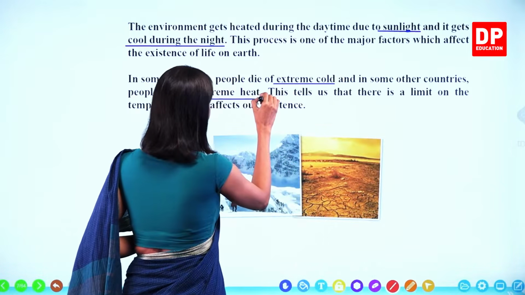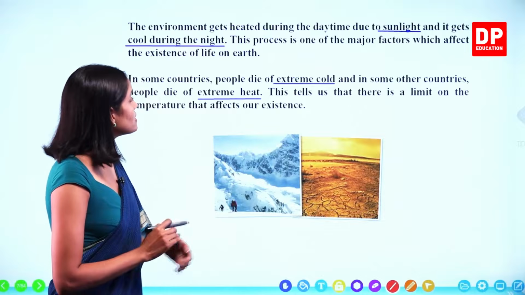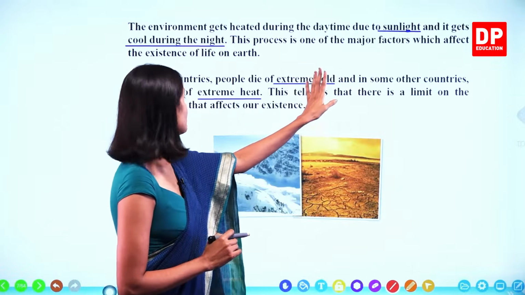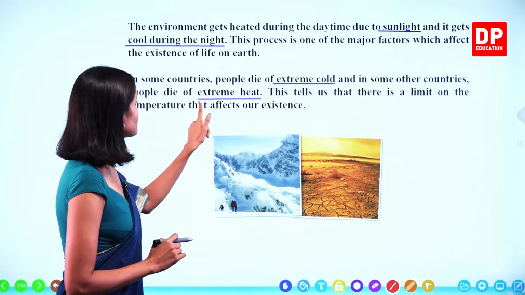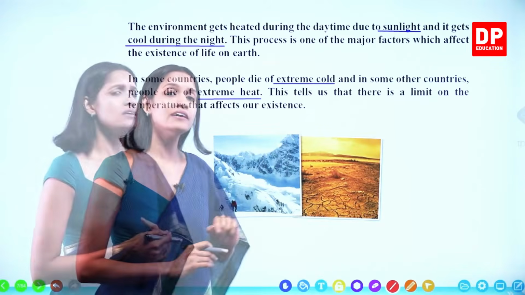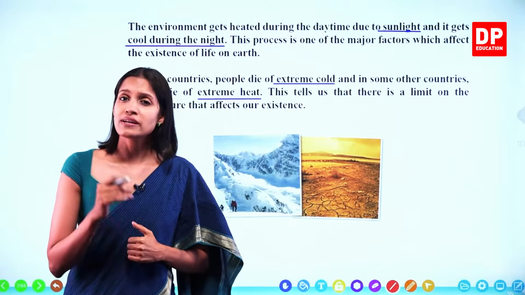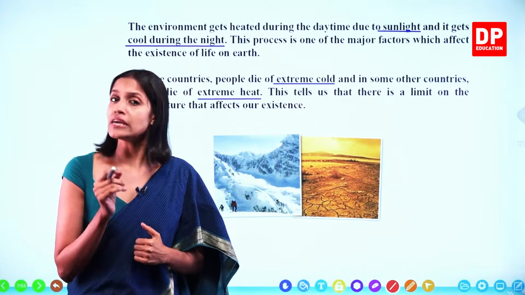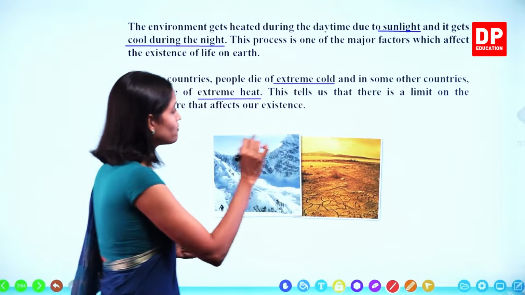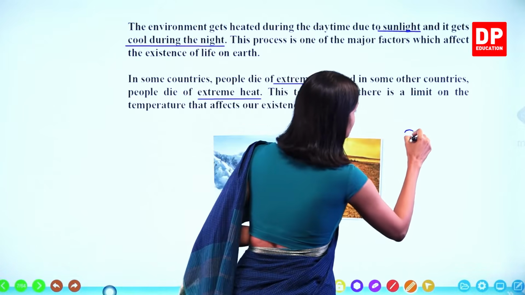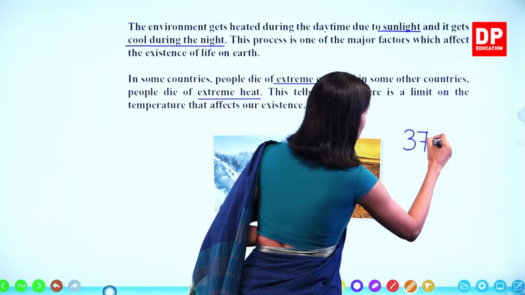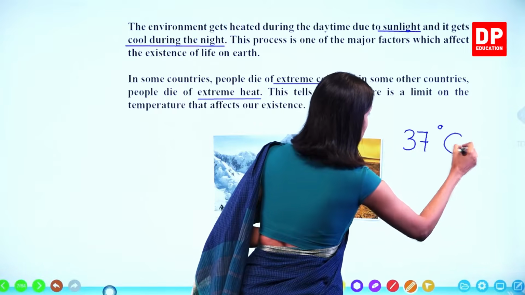Extreme cold and extreme heat. This tells us that there is a limit on the temperature that affects our existence. Right, children? Do you know what is the normal body temperature of a healthy human being? Now you have to memorize it. This is 37 degrees Celsius.